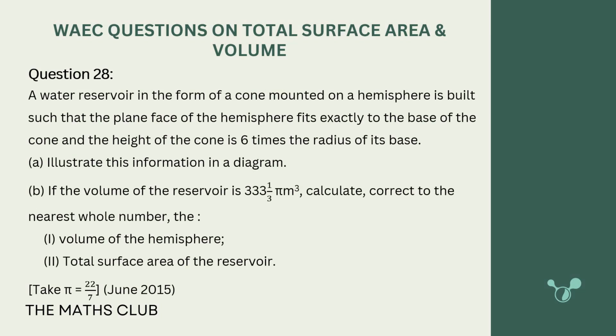Great. Question 20 says that a reservoir in the form of a cone mounted on a hemisphere is built such that the plane face of the hemisphere fits exactly to the base of the cone. This is very similar to what we've been doing before. And the height of the cone is 6 times the radius of its base. Illustrate this formation in a diagram, and if the volume of the reservoir is 333 1/3 pi meter cube, calculate, correct to the nearest whole number, the volume of the hemisphere and total surface area of the reservoir. Take pi to be 22/7. From June 2015.